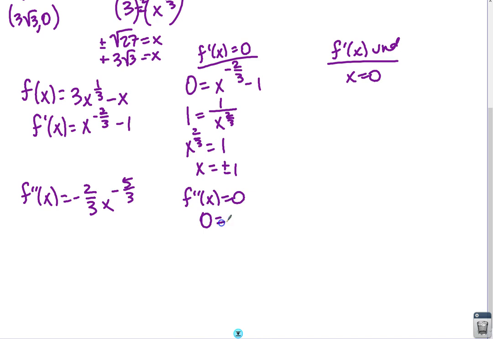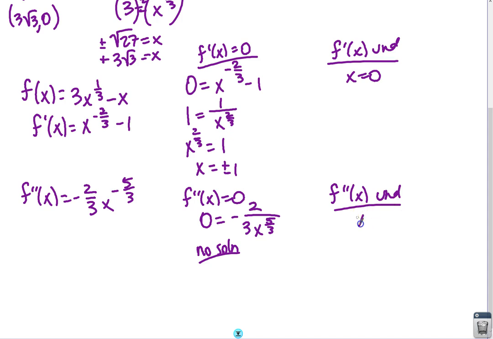So 0 equals, I'm going to go ahead and write that as negative 2 over 3 x to the 5/3. There is not a place where this is equal to 0, I don't believe, because even if I cross multiply to solve this, I'm just going to get 0 equals negative 2, so this is going to have no solution. So there's not a place where it's equal to 0, but is there a place where it's undefined?